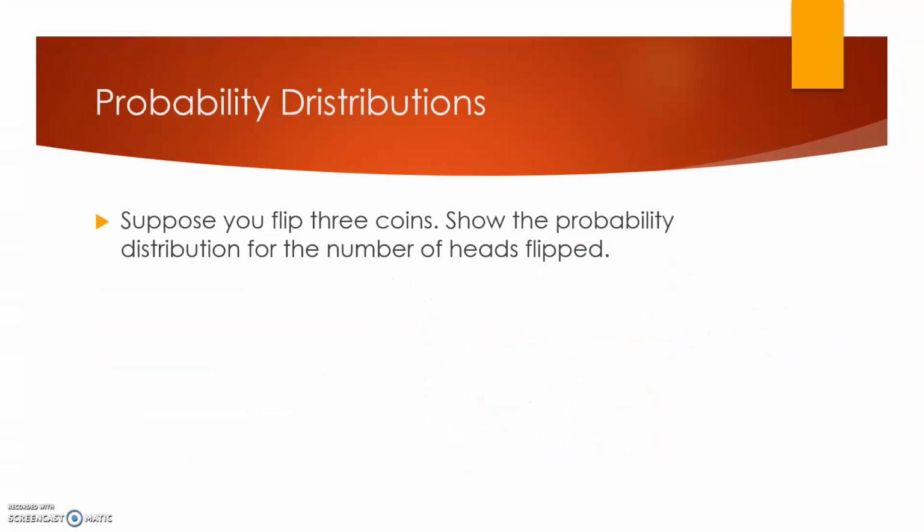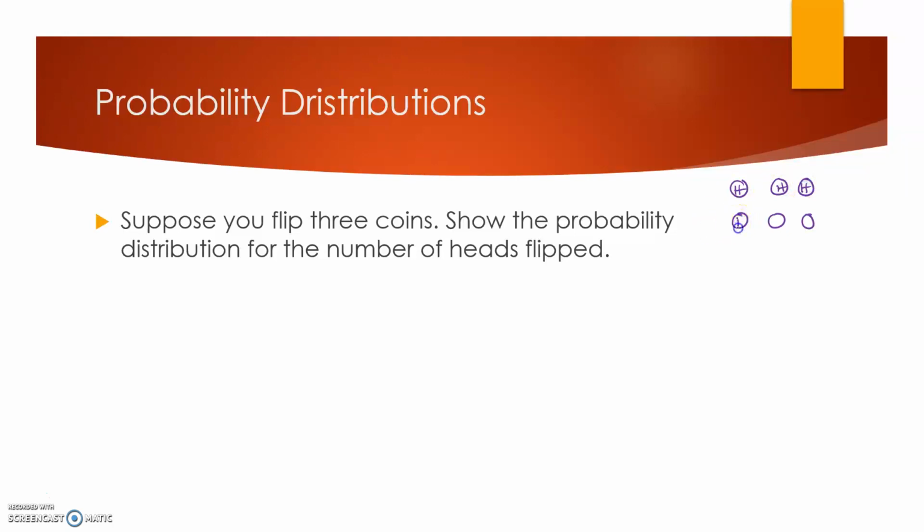Last type of problem we're looking at is probability distribution. So this says, suppose you flip 3 coins. Show the probability distribution for the number of heads flipped. So let's start drawing a little picture over here and think about, if I flip 3 coins, what are the possible outcomes of getting heads versus tails? So I could flip 3 coins the first time, and I could get all heads.